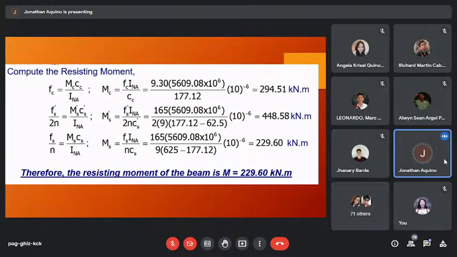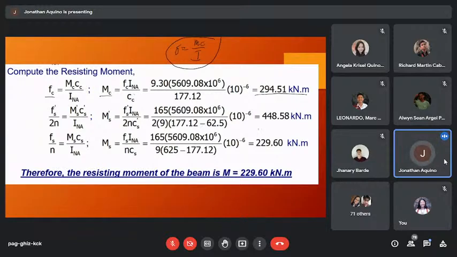Knowing the moment of inertia, we can now solve for the moment capacity. Stress is equal to Mc over I, the basic formula of stress. Considering concrete, the moment capacity of concrete is simply fc times INA divided by the distance from the centroid to the outermost fiber of compression concrete. This gives a moment capacity of concrete of 294.51 kilonewton meter.